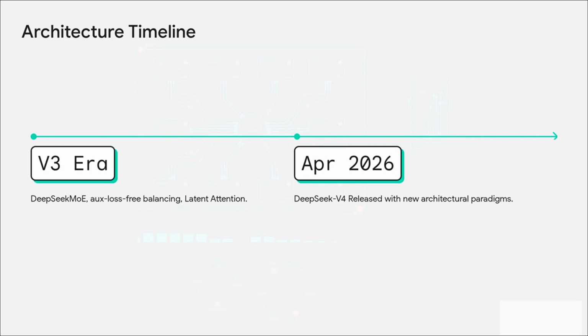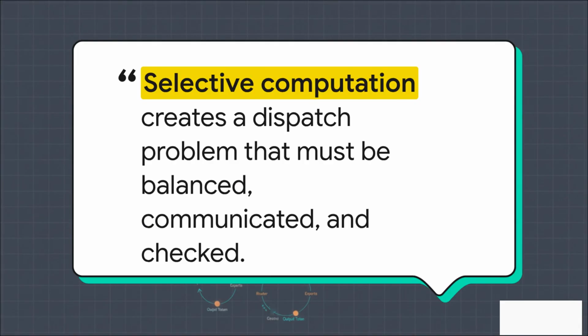As you might know, the April 24, 2026 release of DeepSeek V4 introduced entirely new architectural paradigms. So we're not claiming every current model operates exactly like this, but rather we're mapping the brilliant engineering foundation of the V3 architecture. And that leaves us with our final takeaway, the core truth of scaling modern AI.